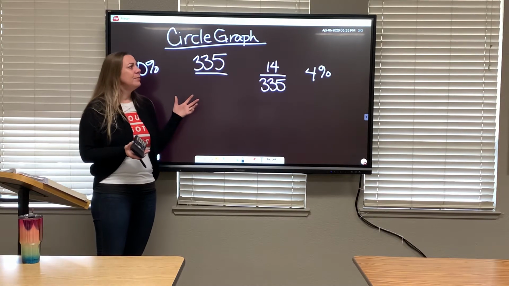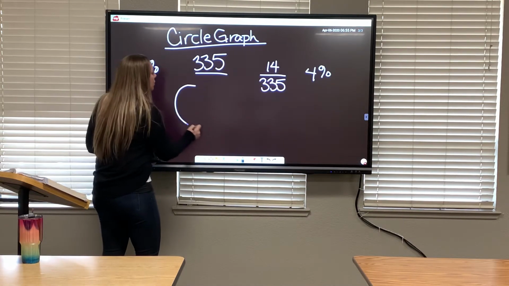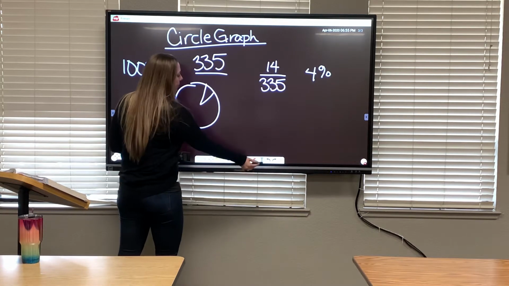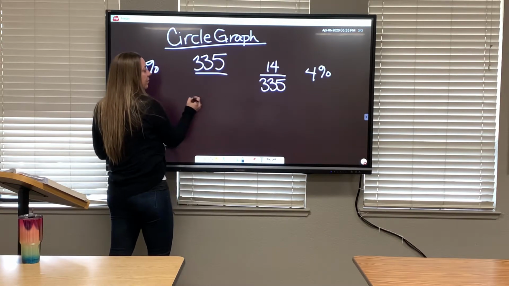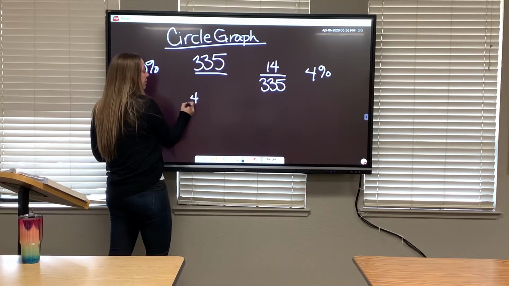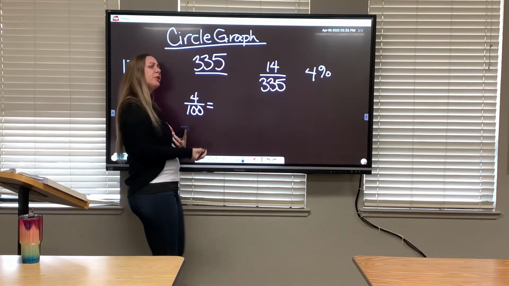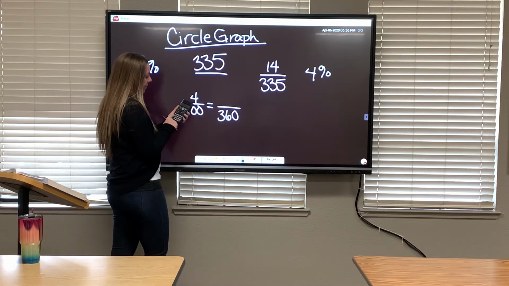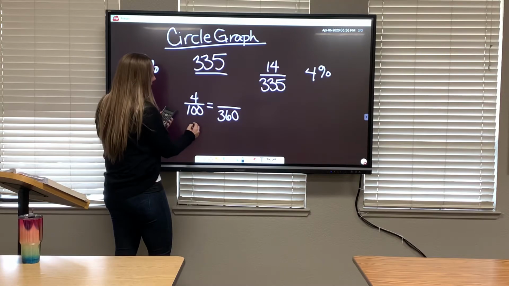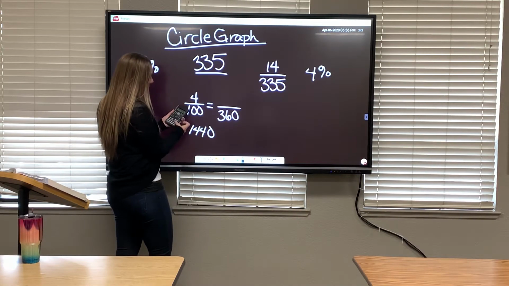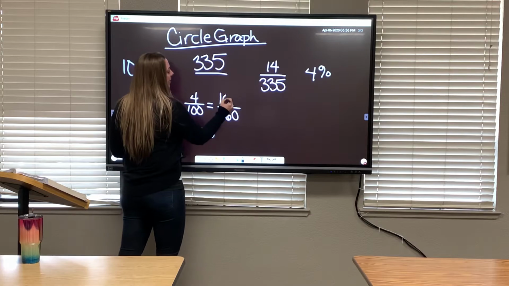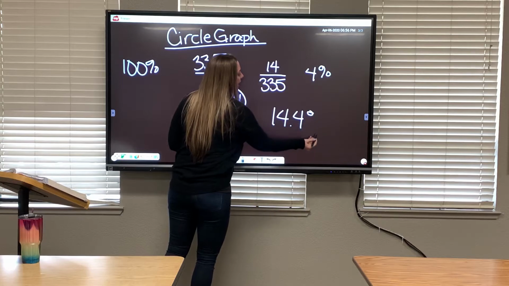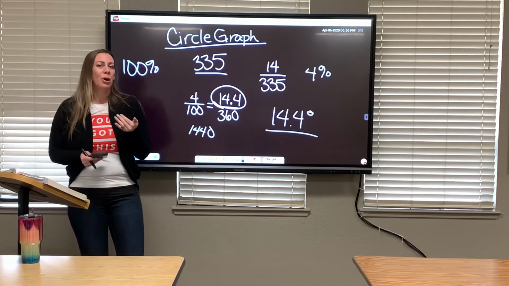What degree would I use if I were to put this in a circle? What is the degree of the angle of that Arctic Ocean? I would take this 4%, that's 4 out of 100, and how many degrees are in a circle? There's 360. Okay, so then I'm going to say 4 times 360 is 1440. And I'm going to divide that by 100, and that's going to give me a 14.4 degree angle. Now, circle graphs are a little bit harder when we're working with that.